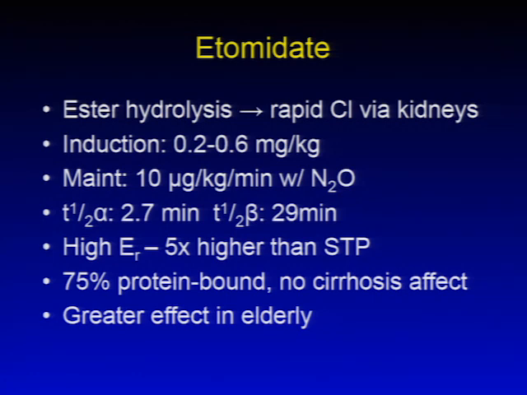T half alpha is 2.7 minutes, T half beta is 29 minutes. There's a higher extraction ratio than sodium thiopental, up to 5 times higher. 75% of the agent is protein bound, and there is no real effect from cirrhosis. Patients will have a greater effect than in the elderly.